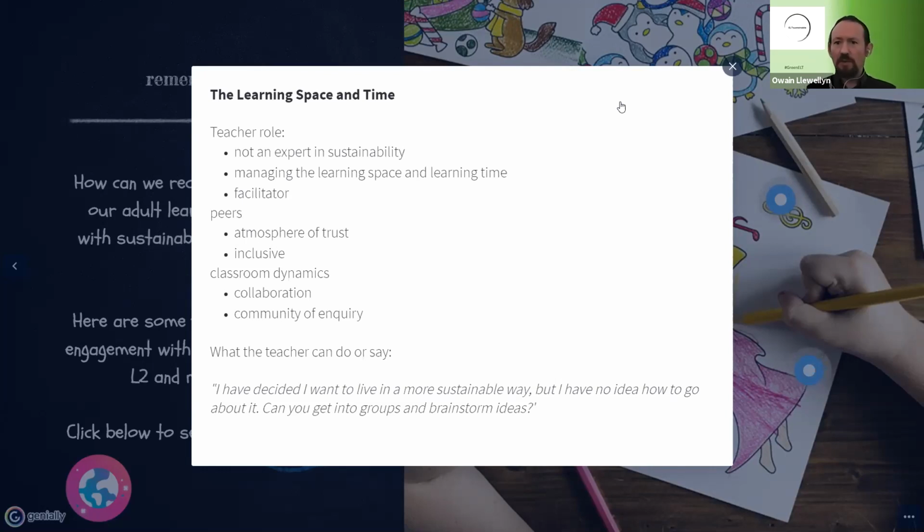We may not be Greta Thunberg or a climate scientist, but we know how to set up classrooms where collaboration happens, community of inquiry. I loved an example of this we saw a couple of minutes ago. Milica didn't know what the thing for ants was, so she asked everyone, don't be afraid, this is a great learning opportunity. And I had a similar idea, which was, I have decided I want to live in a more sustainable way, but I have no idea to go about it. Can you get into groups and brainstorm advice for your teacher?